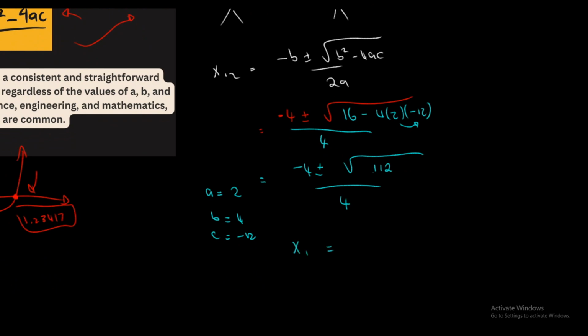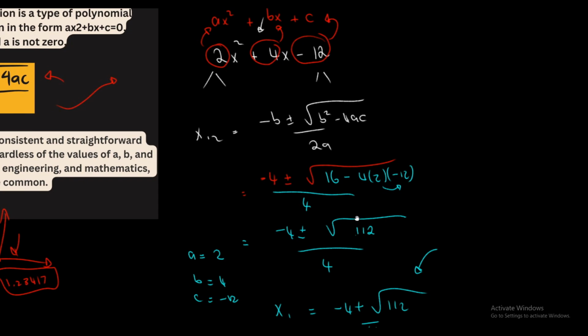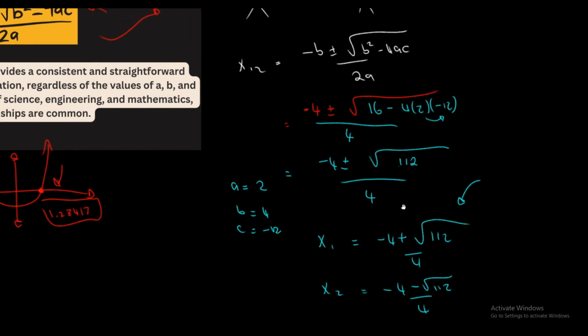I can then say x sub 1 is equal to negative 4 plus the square root of 112 over 4, and I can say x sub 2 is equal to negative 4 minus the square root of 112 over 4. Look, the difference is here I have positive, here I have negative. And now you can type this in on a calculator and find your two x values. And this is how you use the quadratic formula. There's no more tricks to it. It's very straightforward, and you can just constantly do the same thing over and over.